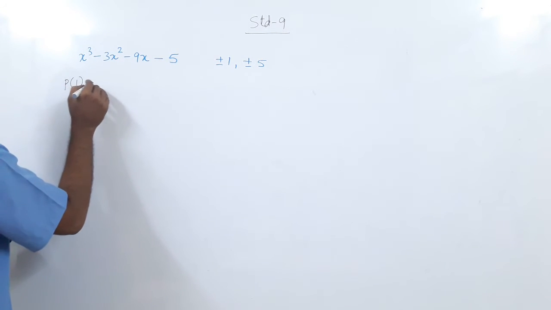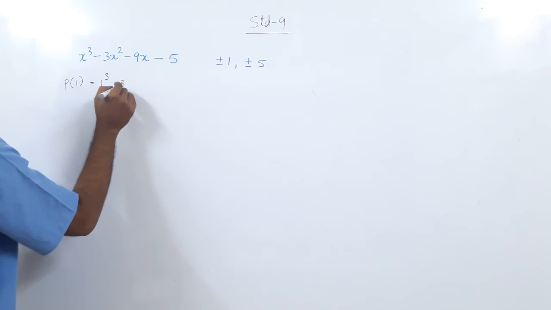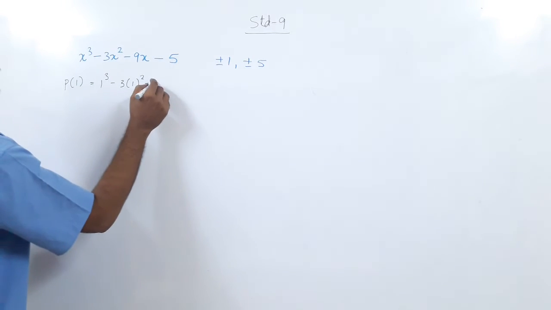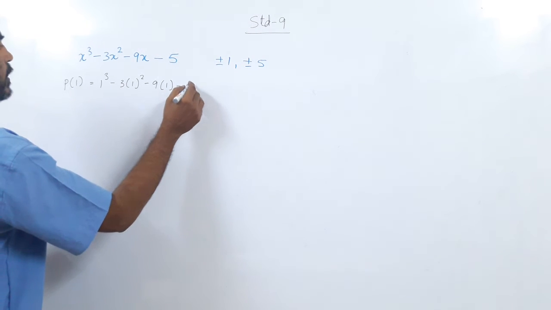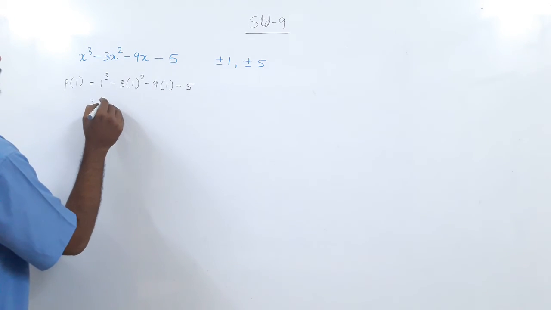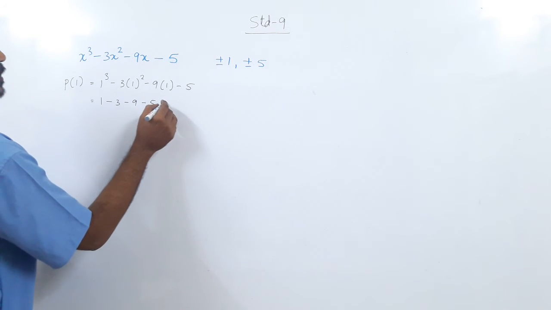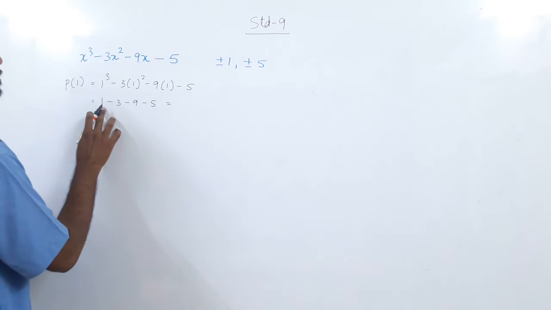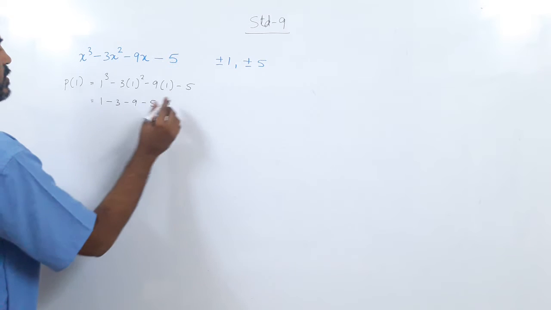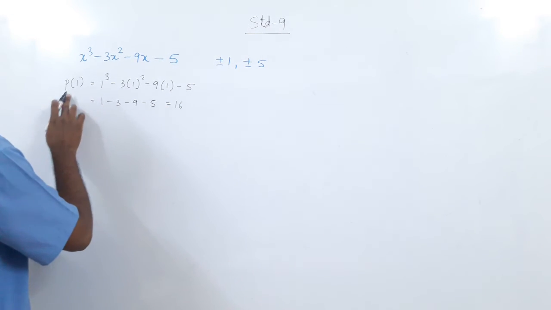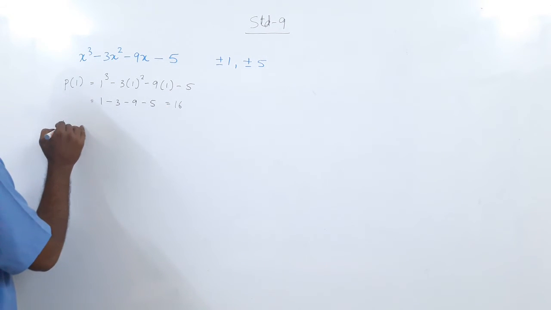So P of 1: 1 cube minus 3 into 1 square minus 9 into 1 minus 5. So 1 minus 3 minus 9 minus 5. How much is that? It is minus 16. So x minus 1 is not a factor.